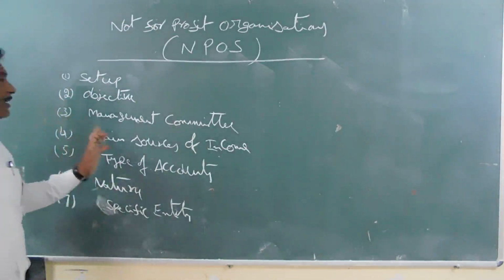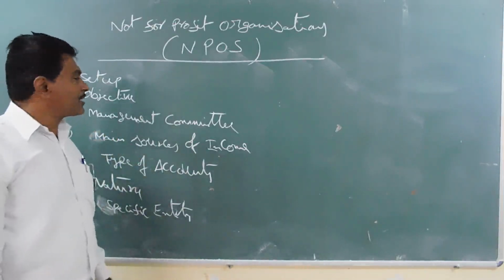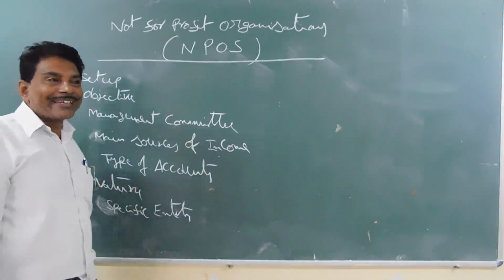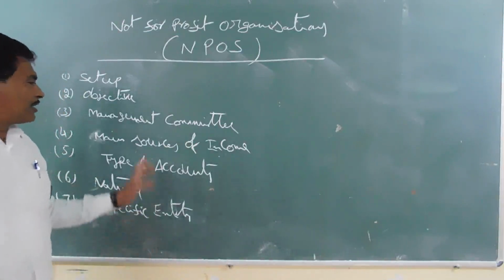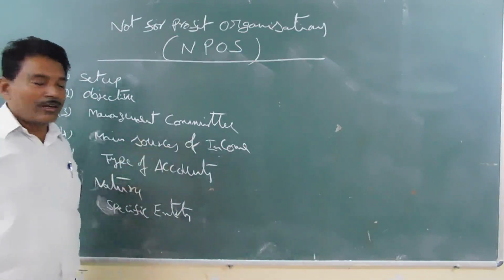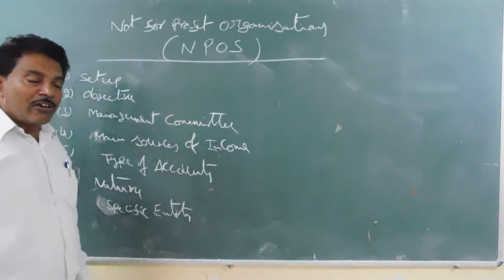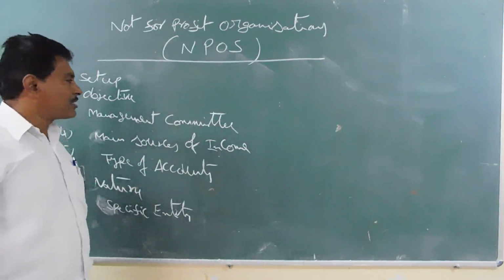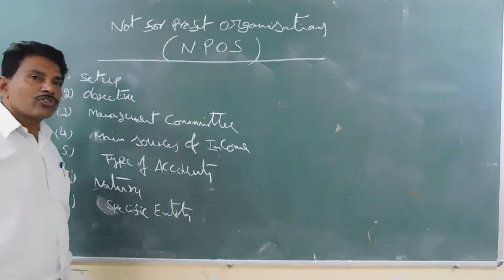Next, management committee. This organization is managed by a committee which is elected by its members. Next, main sources of income. The sources of income are donations, subscriptions, government grants, life membership fees, etc. So these are some of the sources.